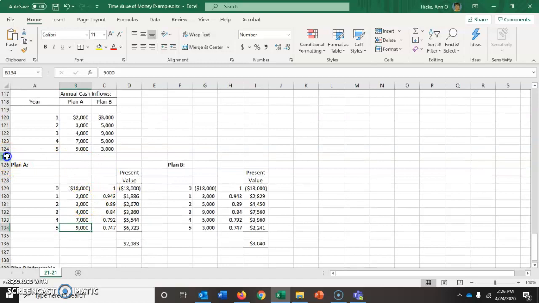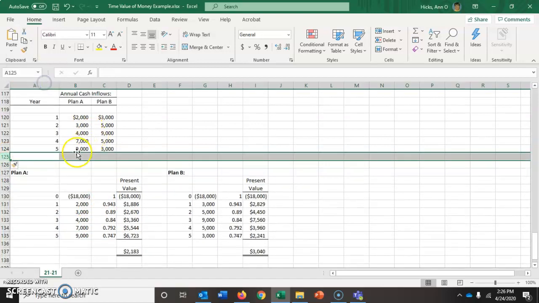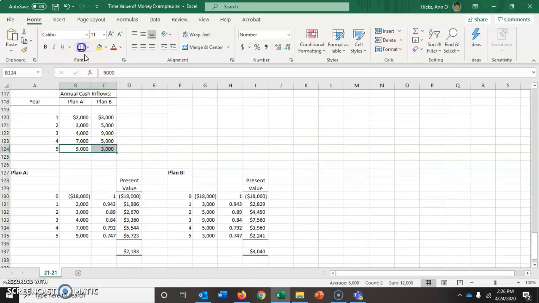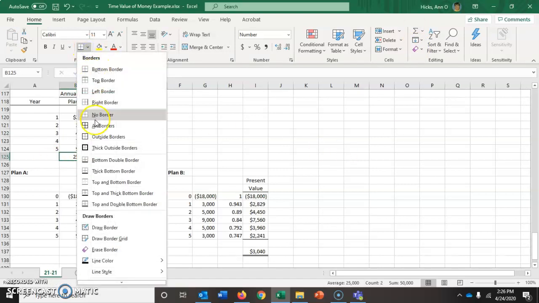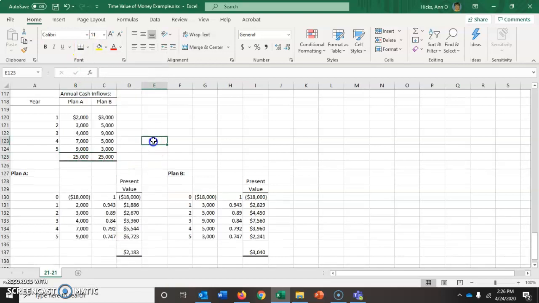Let me put a total here real quickly. I didn't do that, but if you total the cash inflows for each of the plans, it's the same cash inflow over the 5-year period. The only thing that's changing from one plan to the next is the timing of the cash flows. And dollars received today have greater value than dollars received in the future.